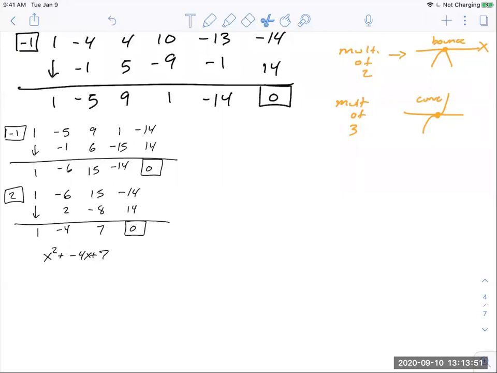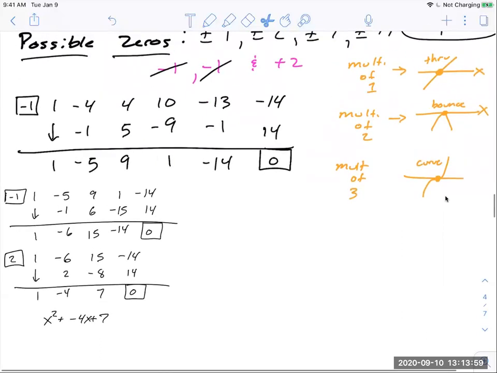One quick question that came up right now was someone being confused about why we factored -1 twice. When we looked at the graph, -1 bounced. It kind of just bounced, which means it gives me the option. I know I have a multiplicity of 2 for -1, so I'm allowed to use it twice. If it cuts through, it's only once, which means you can only use it once.